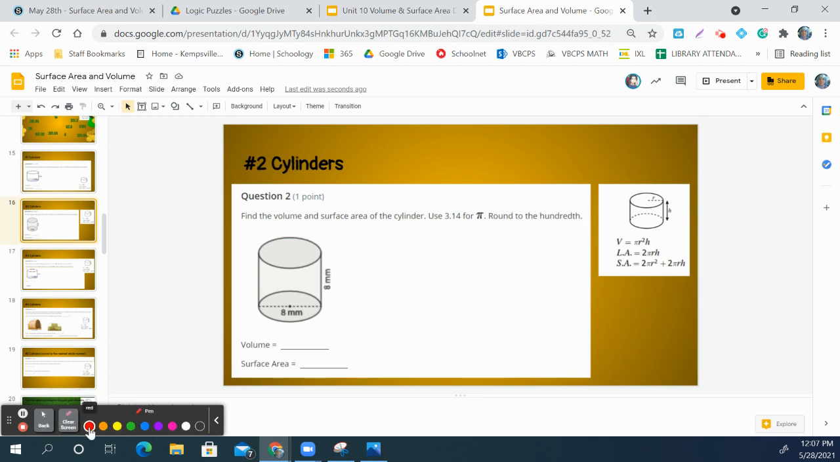Be careful on the second one, you're given the diameter, not the radius. Oh, that's a diameter. I messed that up. The radius is actually 4 on that.